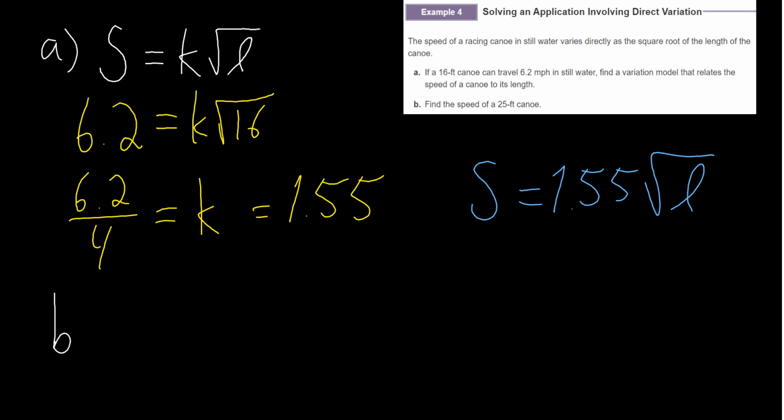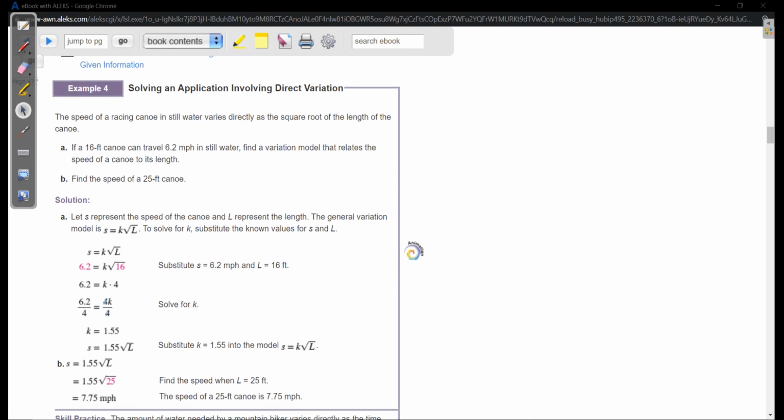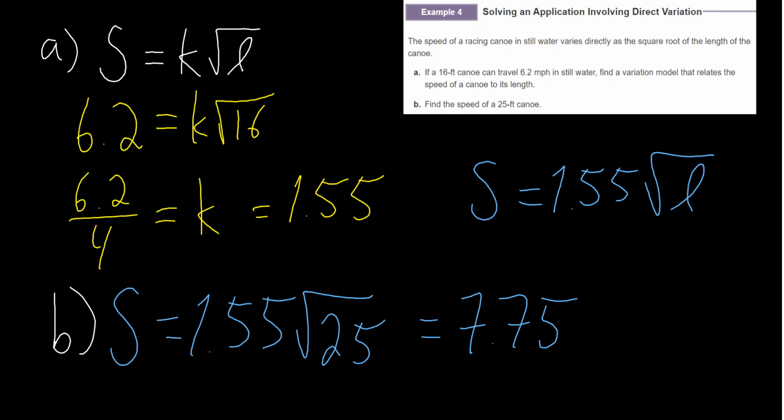With that equation we can solve pretty much anything that gets thrown at us. And B, find the speed of a 25-foot canoe. Well, we have the speed is equal to 1.55 times the square root of 25. The square root of 25 is 5. 5 times 1.55 is 7.75. And that's the speed. Did I put B on that? Okay, I did.